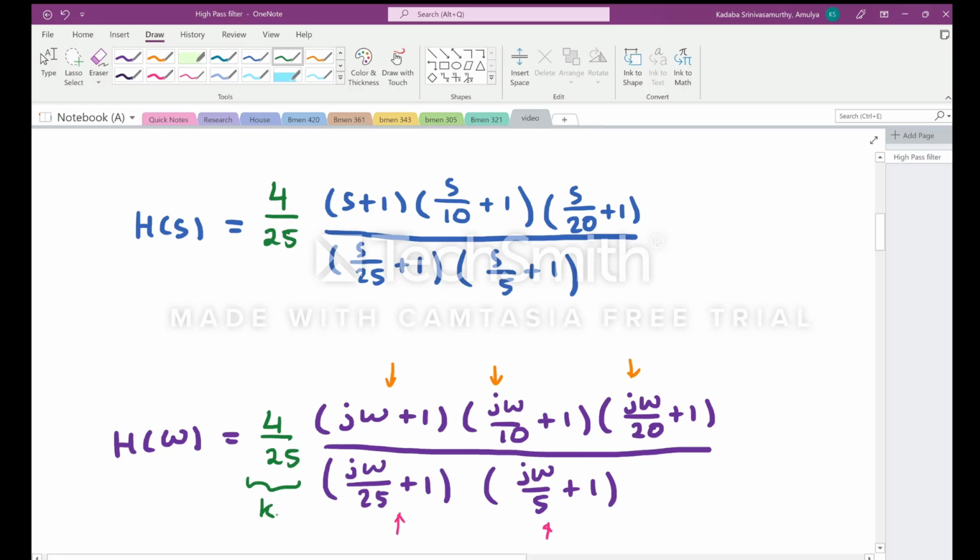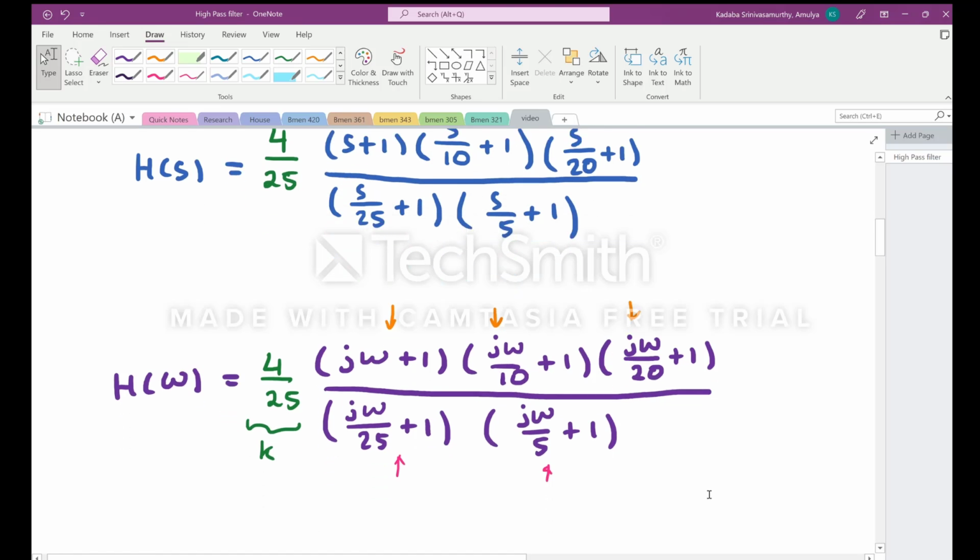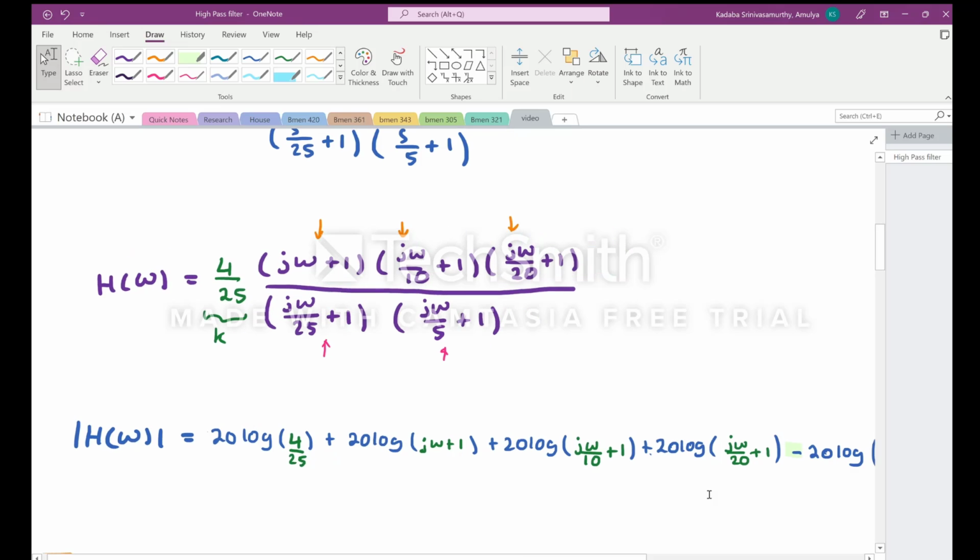To determine the magnitude equation, we would take the 20 log of each of the terms, including the constant k. So, you would take the 20 log of 4 over 25, and you would take the 20 log of each of the zeros and poles. However, you'd have to take care of the sign. The 20 log of a zero would have a positive sign in front of the 20 log. However, for a pole, you'd have a negative sign in front of the 20 log. Taking into account all of this, you'd get the following magnitude equation.